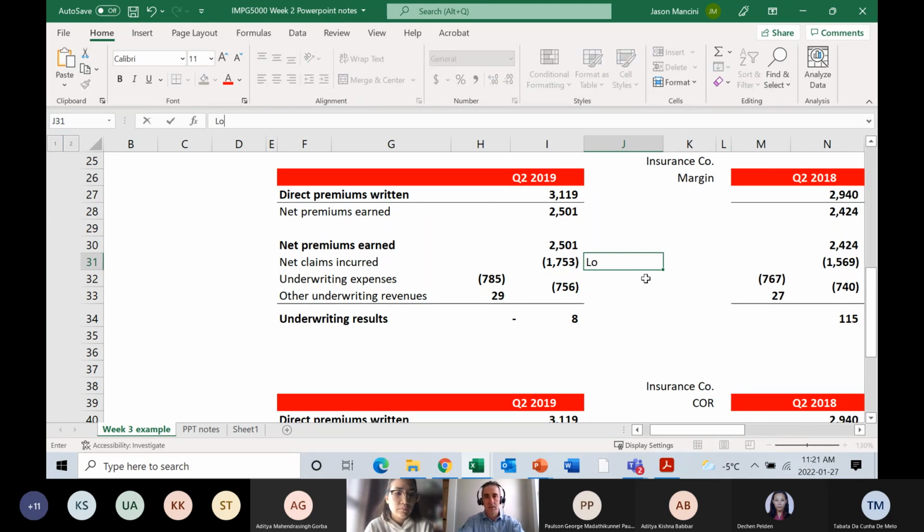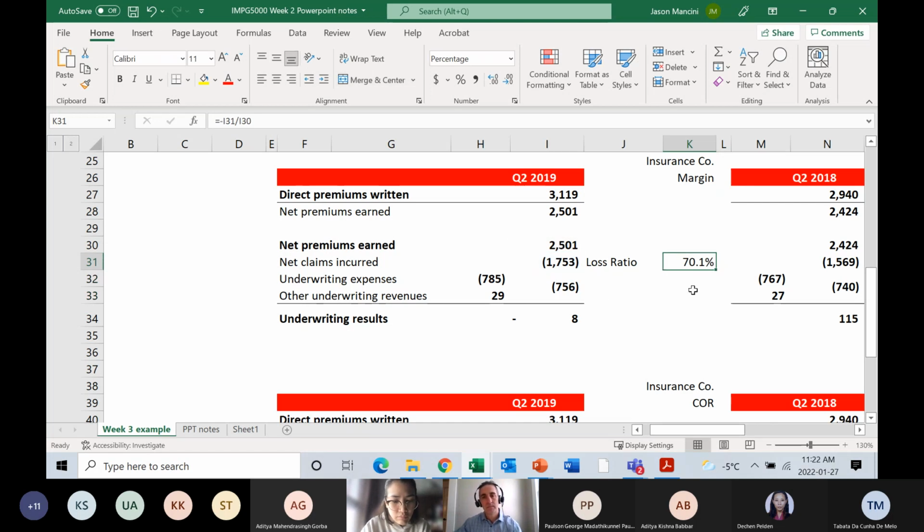So I'm going to call this the loss ratio. The math on this is our claims incurred divided by our net premiums earned, and that's a percentage. Now, the expense is shown here as negative, but we always show the ratios as positive. So if there was $1 of premium, 70.1 cents would be used to pay out the claims. That's the loss ratio: the amount of premium dollars that the insurance company is going to pay out in claims.